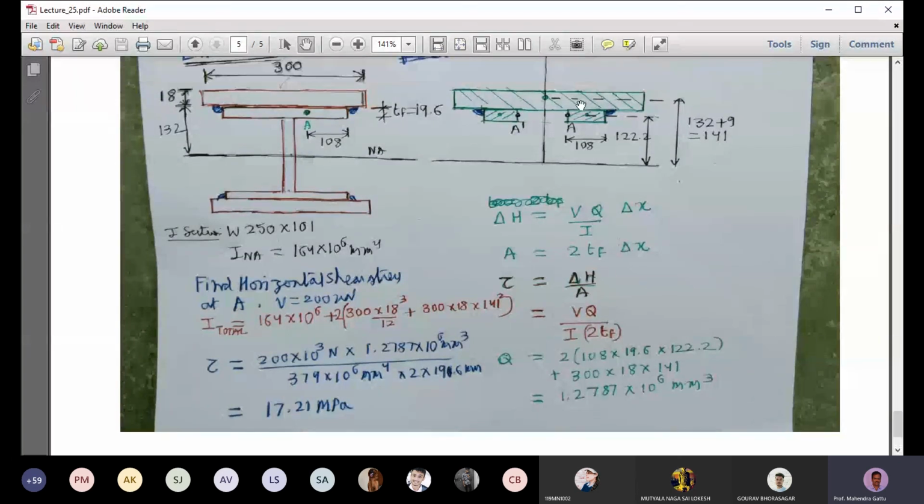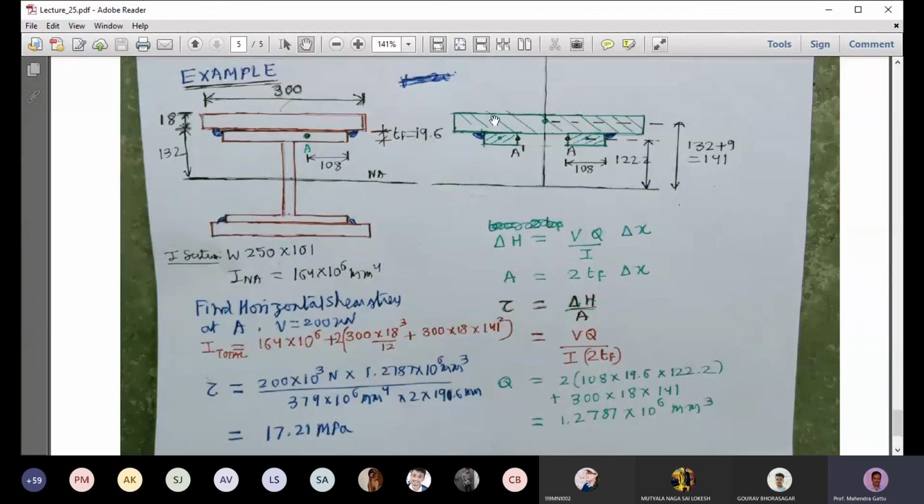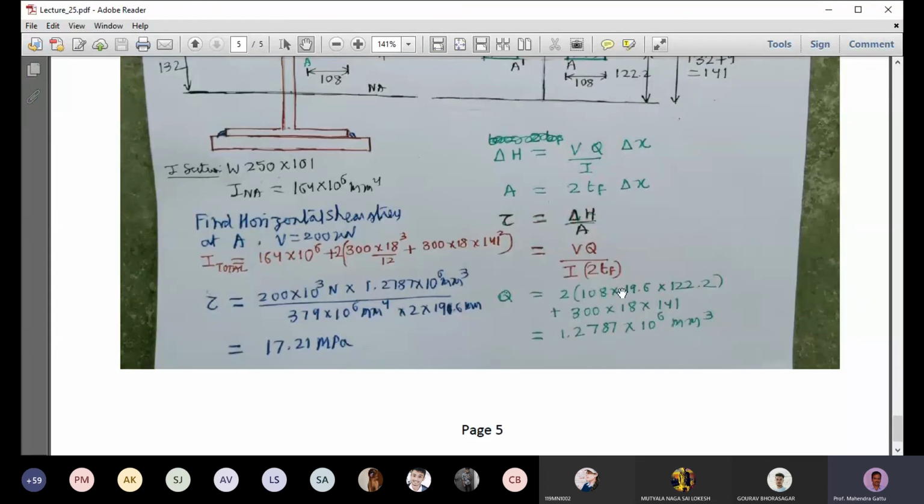We want to find what Q is for this cross section, first the plate cross section. The area of the plate is 300 into 18, and the distance of the centroid from the neutral axis is 132 plus 9, 141. So that is 300 into 18 into 141. For these two small segments, what is the Q value? We have already done that. The thickness is 19.6, the width is 108, and the distance is 122.2. There are two segments here, so 2 into 108 into 19.6 into 122.2. We add both of them and get this value.